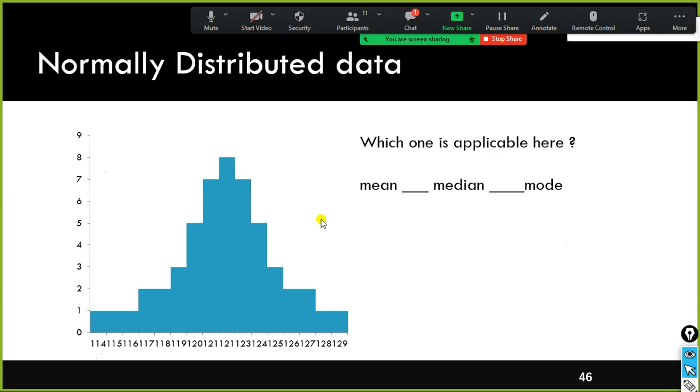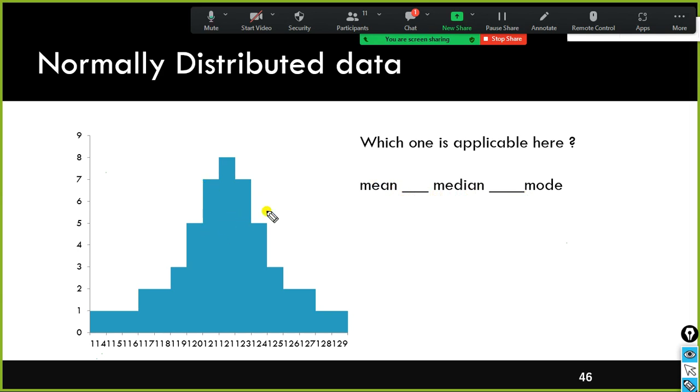Okay, now you tell me what is the answer for this. All of you, let me see how many of you paid close attention. With this, I'm going to wrap up. Don't worry. So, which one is applicable? Mean, dash, median, dash.